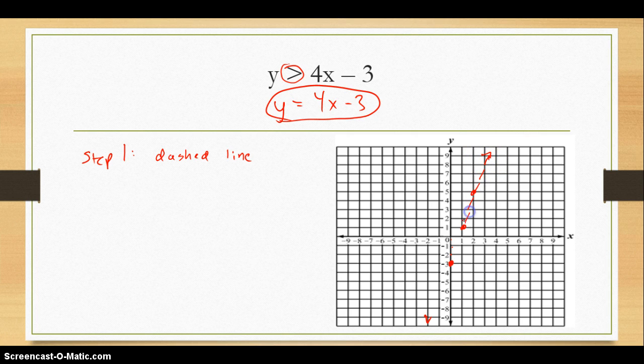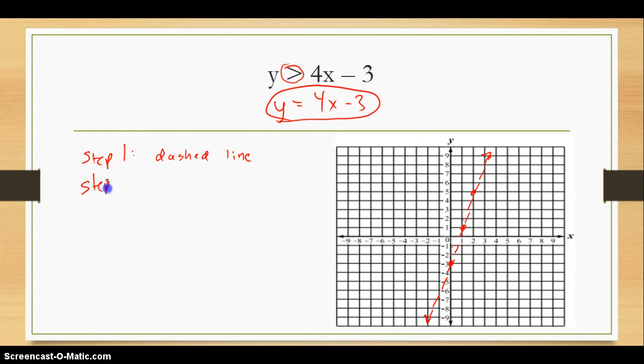Now, the dash means that even if you pick a point on this line, it will not make this inequality true. Okay? So, step one, we graphed the line, and we made it a dashed line because it's not an equal to, it's just greater than.